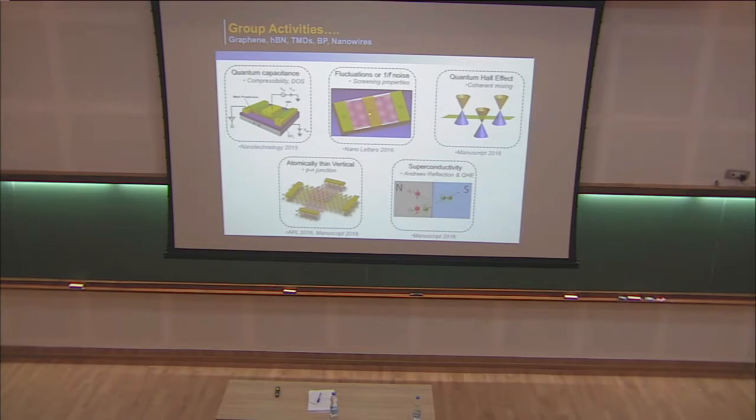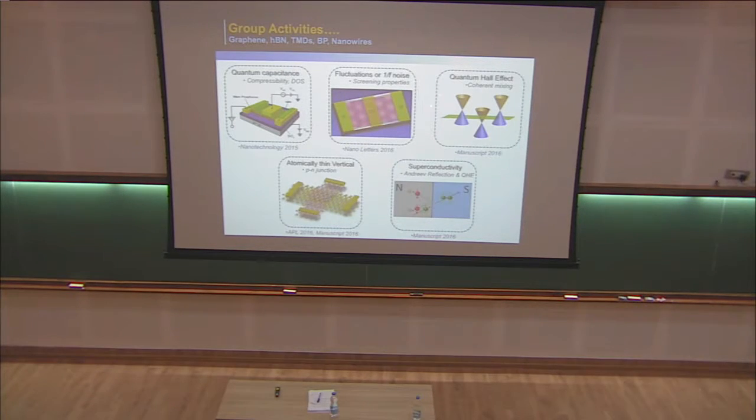Not only that, by aligning the graphene and boron nitride, we can create a Moiré pattern, which is a multiple Dirac cone. We looked at 1/f noise and addressed the issues of the screening properties of these multiple Dirac cones. We also study the quantum Hall effect in NPN devices.